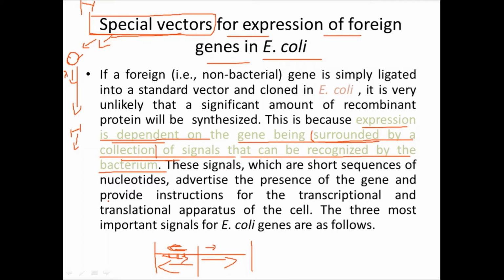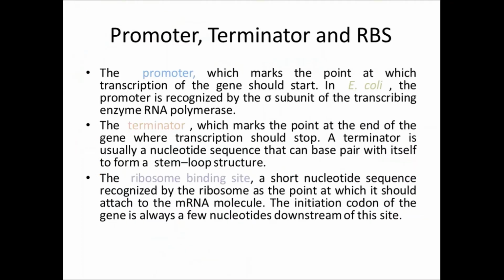The three most important signals of E. coli genes are as follows. One is the promoter, number two is the termination site, and third is the ribosome binding site. These major signals can drive the structural genes of the inserted or recombinant vector, so we choose a special vector for gene expression. Simply, the three signals are promoter, terminator, and RBS, otherwise called ribosome binding site.